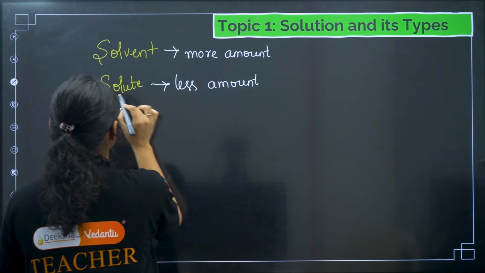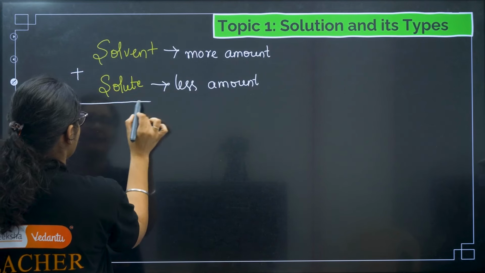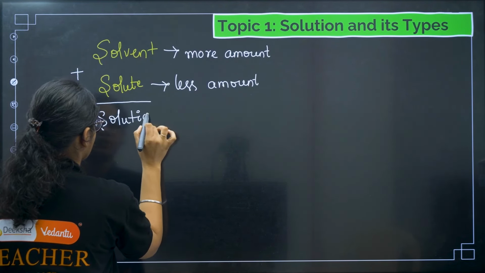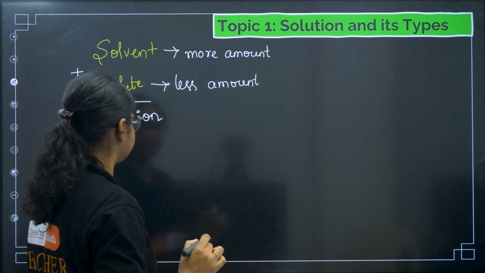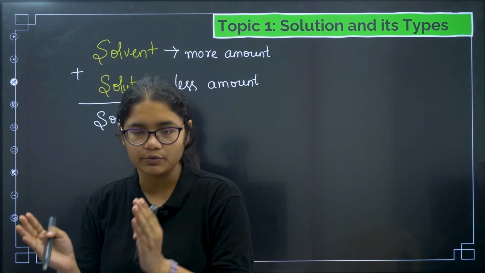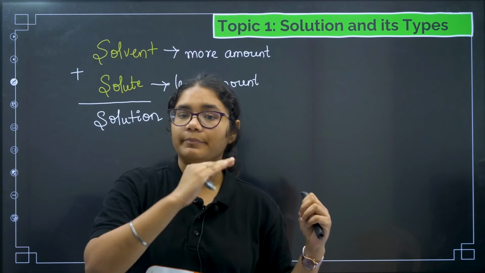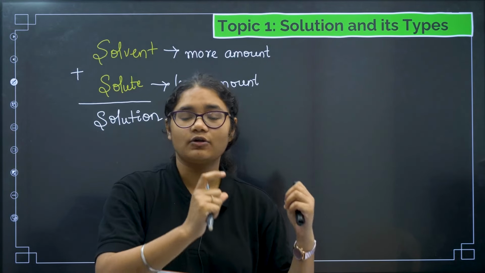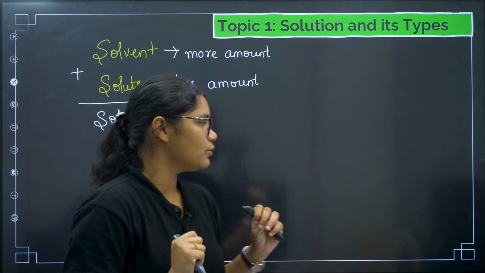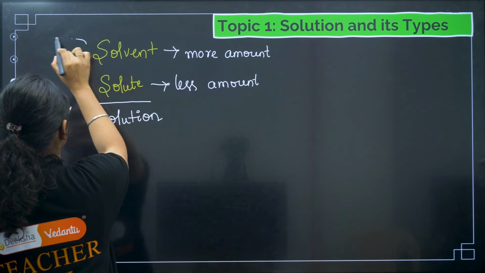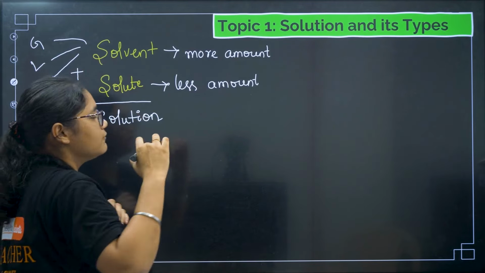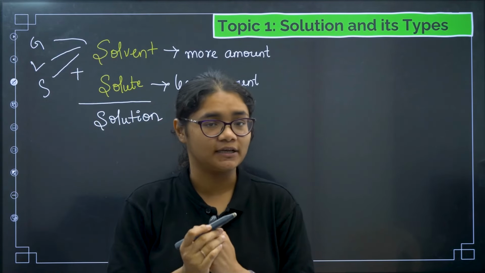Okay, now what is solvent plus solute? If I add them, we will get a solution. Now you see, in a solution we have two things, one is solute and one is solvent. Based on the physical state of the solvent, what can the physical state of the solvent be? It can be gas, liquid or solid. We can have different types of solutions.